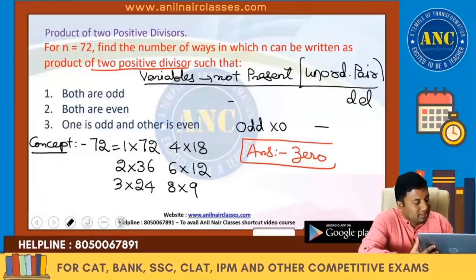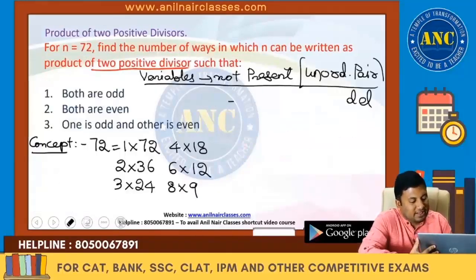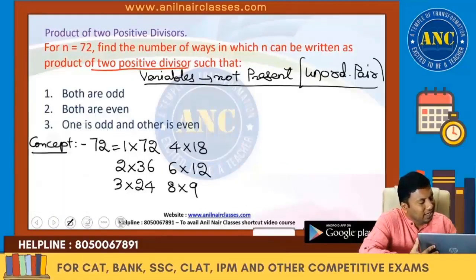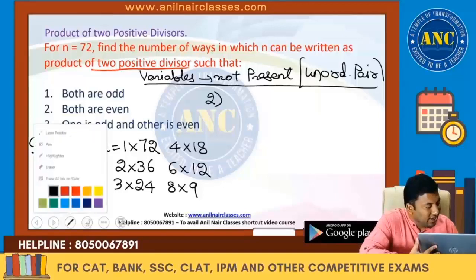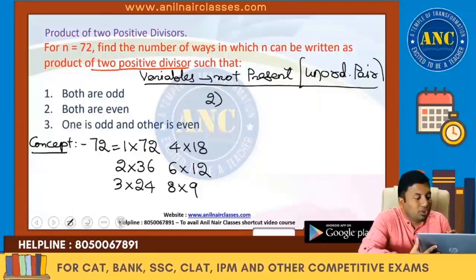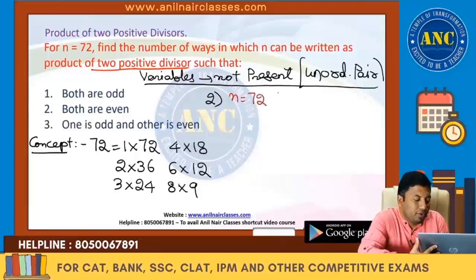Second case. See the second question. Let us go step by step. Everything will be clear to us. What is the second case? Both are even numbers. N is 72.